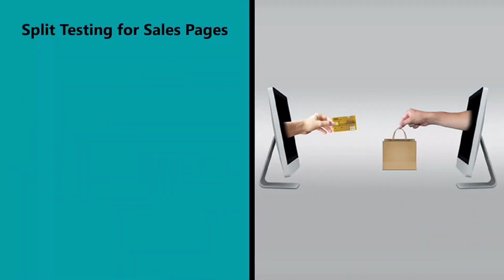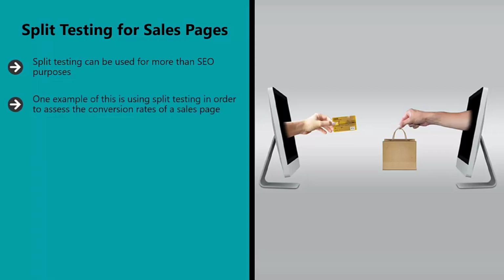Split testing for sales pages. Split testing can be used for more than SEO purposes. One example of this is using split testing in order to assess the conversion rates of a sales page. So what does that mean, and why is split testing the perfect fit?